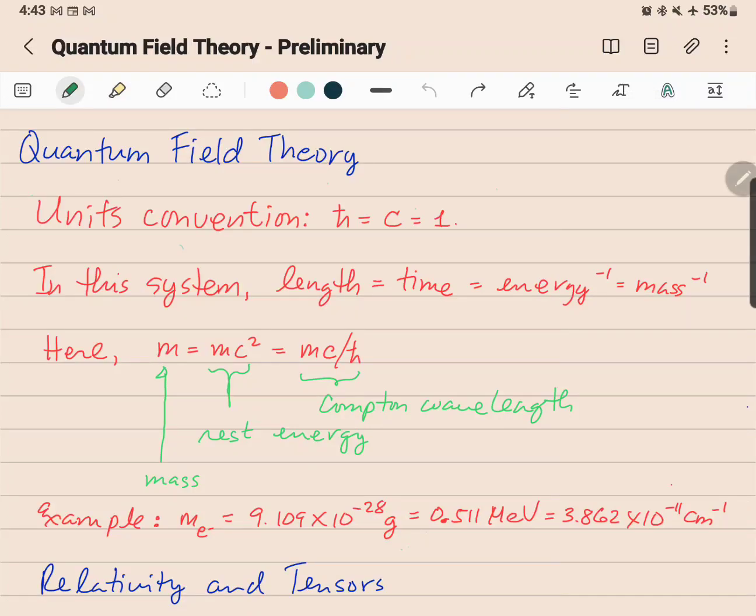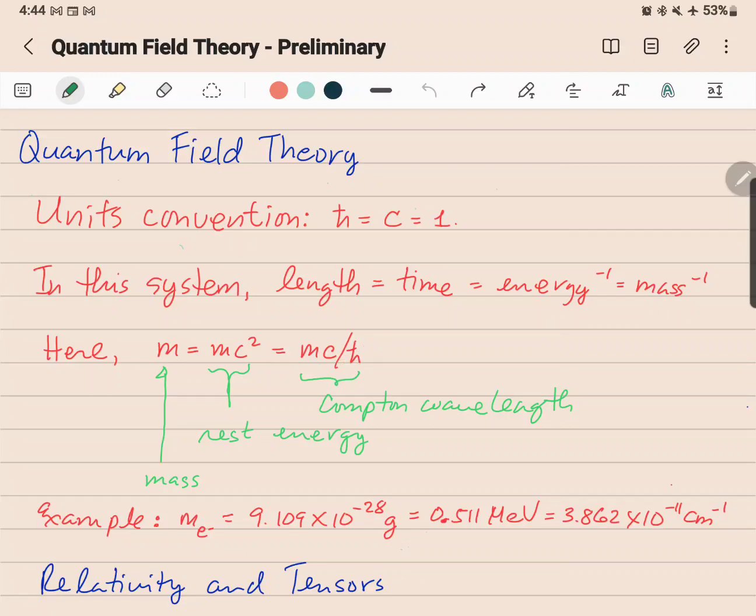So we start with the units convention. Our reduced Planck's constant and the speed of light would just be equal to 1. And so in this system, the length would be equal to the time, equal to the reciprocal of energy and the reciprocal of mass. So in that case, quantities like the mass, the rest energy, and the Compton wavelength would just be the same. So you have m equal to mc squared, equal to mc over h bar.